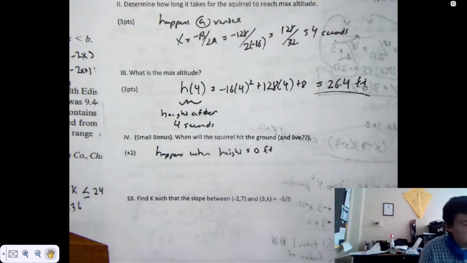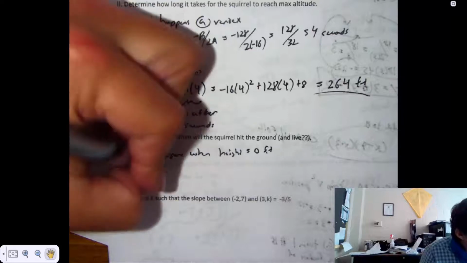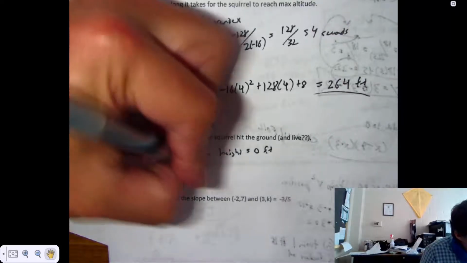All right, 4 is a small bonus: when the squirrel hit the ground and live. This happens when your height is 0 feet. Now this is probably going to have to be done with quadratic formula. So we're going to say 0 equals negative 16t squared plus 128t plus 8.